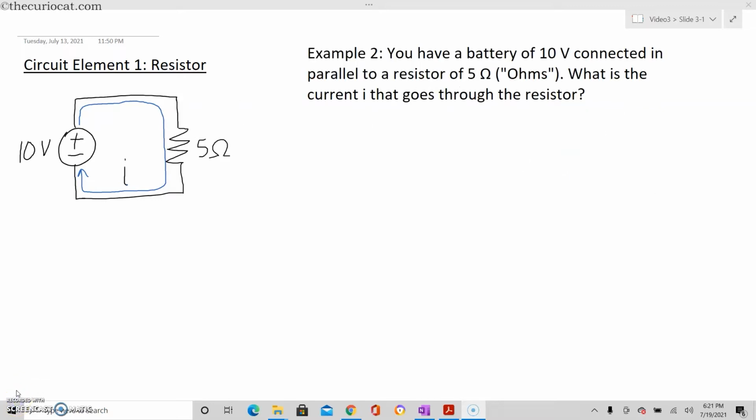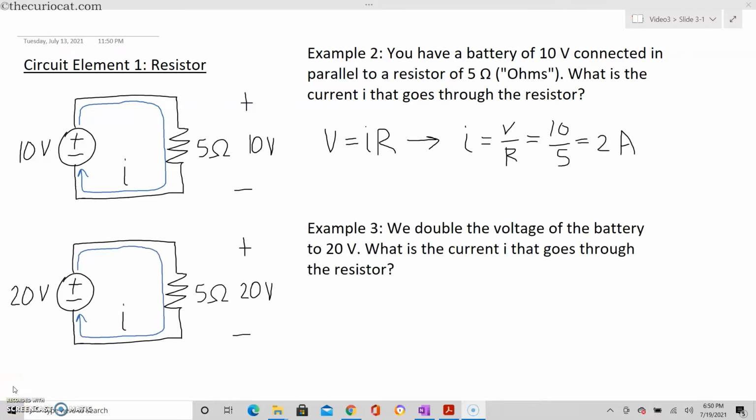For example 2, we have a battery of 10 volts connected in parallel to a resistor of 5 ohms. What is the current I that goes through the resistor? First, if two things are connected in parallel, that simply means that they have the same voltage. That means that if the battery is 10 volts, then the voltage across the 5 ohm resistor will also be 10 volts. We can find the current I by starting with Ohm's law. We can then rearrange Ohm's law. Then we can substitute in the values for V and R. That gives us 2 amps.